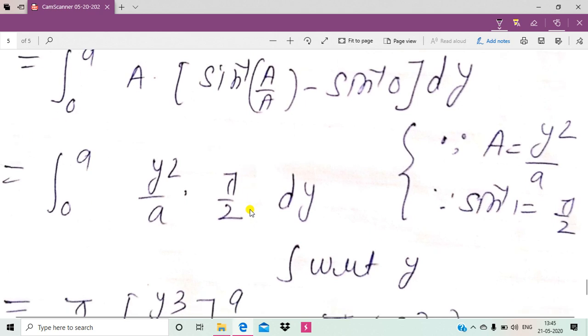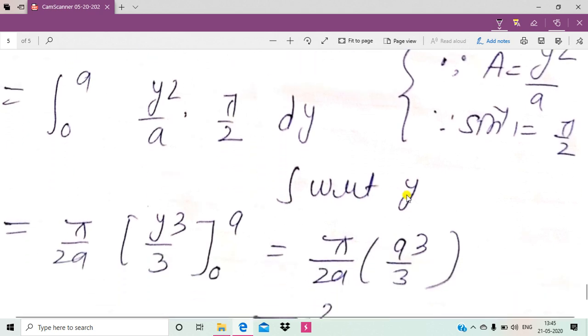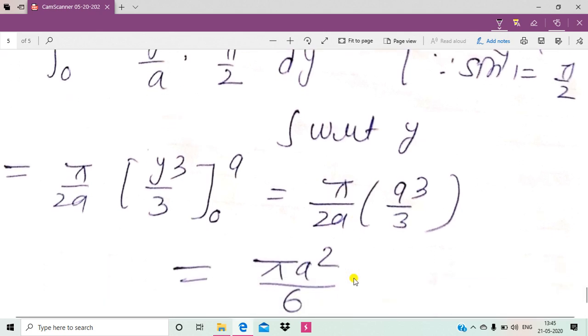So the integration is now between the limits 0 to small a, of y square by a into pi by 2 dy. Since we know that the value of capital A is y square by a, it will be y square by a into pi by 2 dy. So next integration is with respect to y. So this pi by 2a can be taken common, and when we integrate y square with respect to y, it will be y cube by 3, and the limits are from 0 to a, therefore it will be pi upon 2a into a cube by 3.